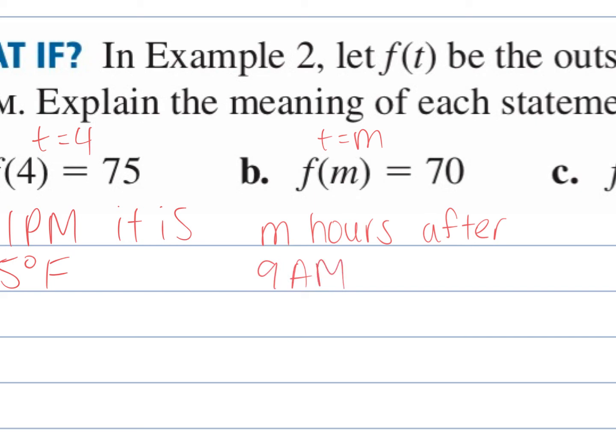What's the temperature? The temperature will be 70 degrees Fahrenheit. So at some point after 9 a.m., the temperature will reach 70. Do we know what time that happens though? No, because M is still an unknown variable. So you're just going to put M hours after 9 a.m., the temperature is 70.